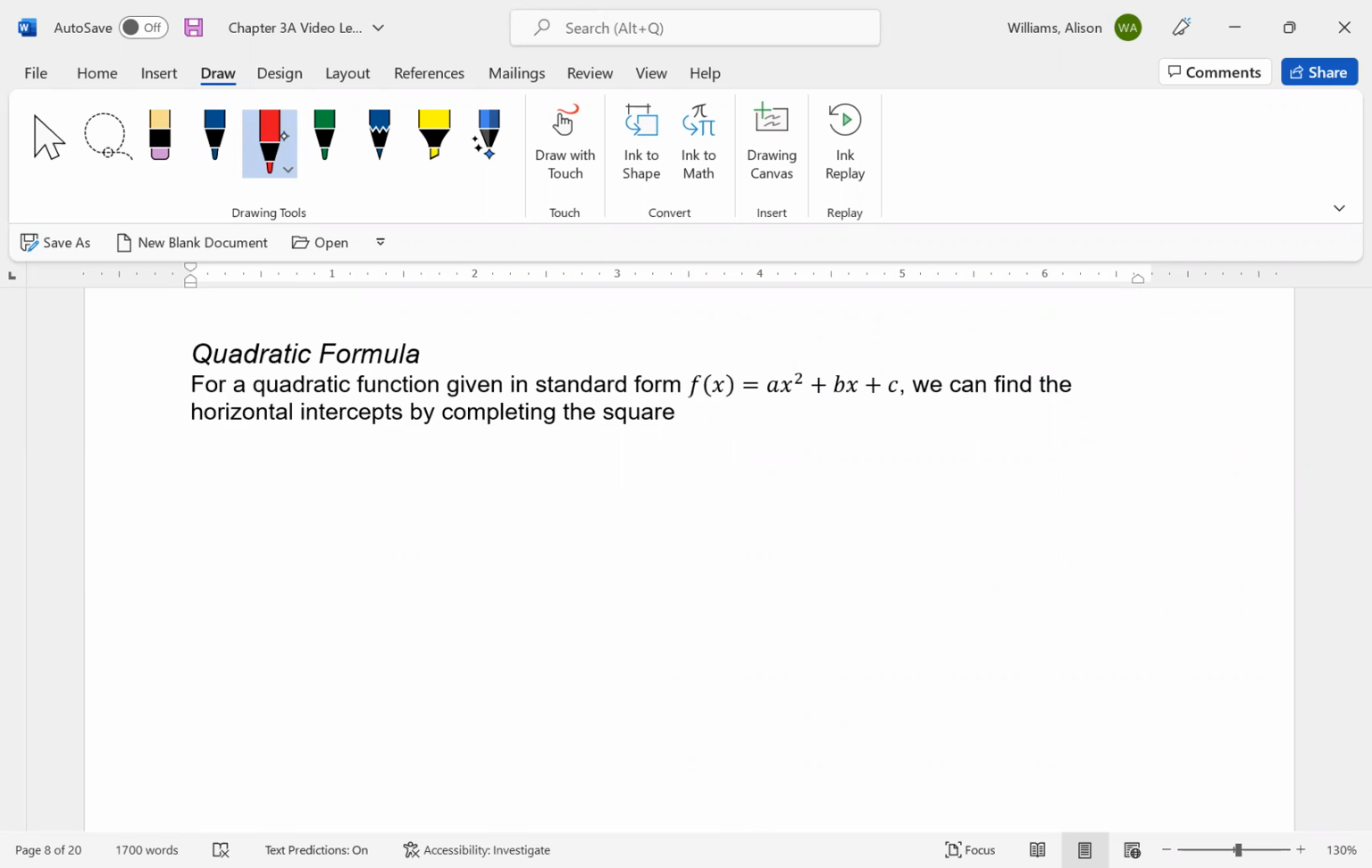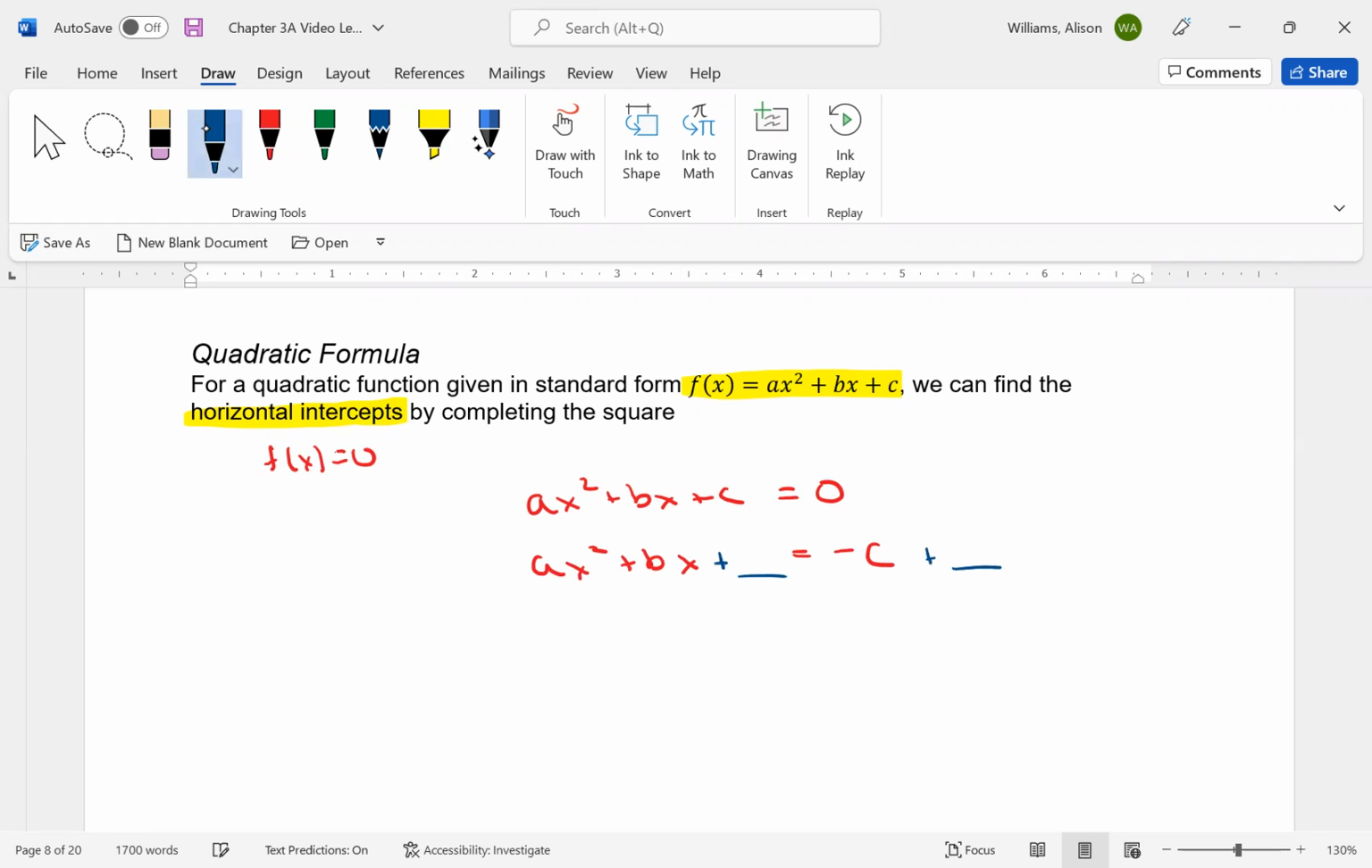And the way you do that is you're going to complete the square. But we're going to complete the square on the standard form. All right, so we need to find the horizontal intercepts. So to do that, we're going to set f of x equal to 0, which means I'm taking this thing, ax squared plus bx plus c, I'm setting it equal to 0. And now I'm going to complete the square. So I'm going to follow the steps I just did in the last example. First thing I'm going to do, move the c term to the other side. And with that extra space, that's going to be when I add that term.